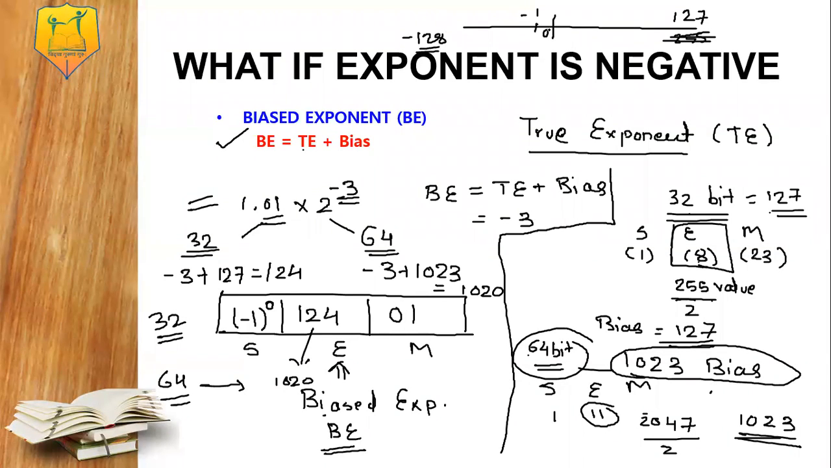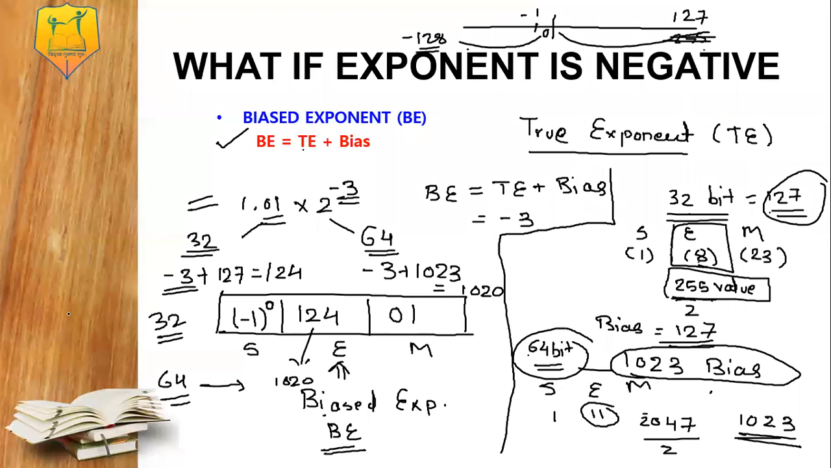So if you see carefully, the total number is 127. The perfect half is my biased value, where I can include the negative number and the positive number in this complete format. So if the number is negative, the exponent is negative.